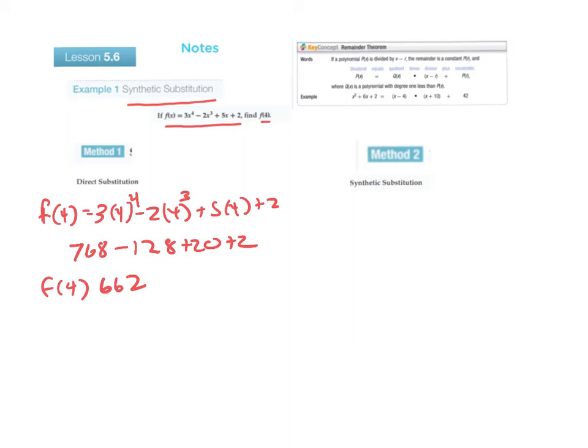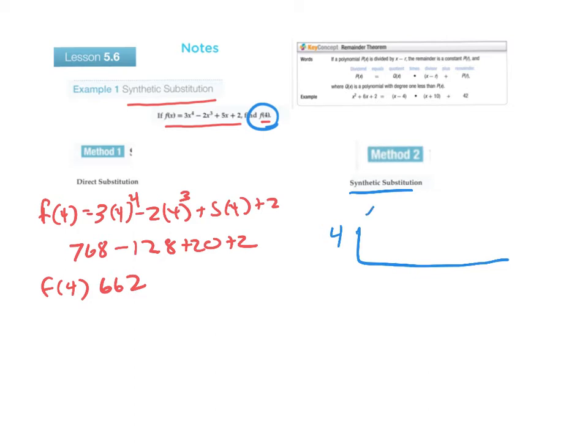Well, what I'm going to do now is do that same problem using what's called the remainder theorem. And I'm going to use synthetic division to do that. So I'm going to go ahead and create my box. The nice part about this is that the number they give you, we don't have to change. That's a 4. But what we do have to account for is every exponent.